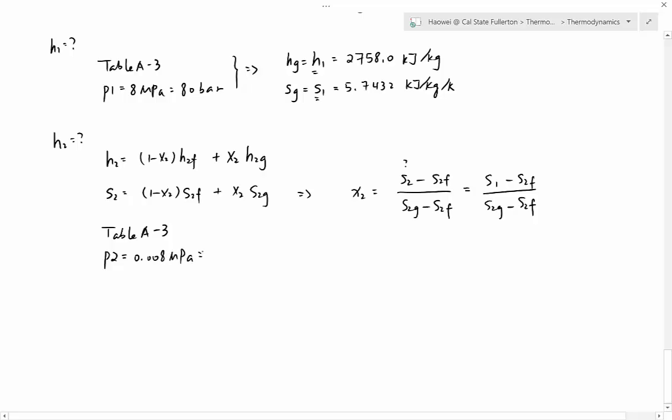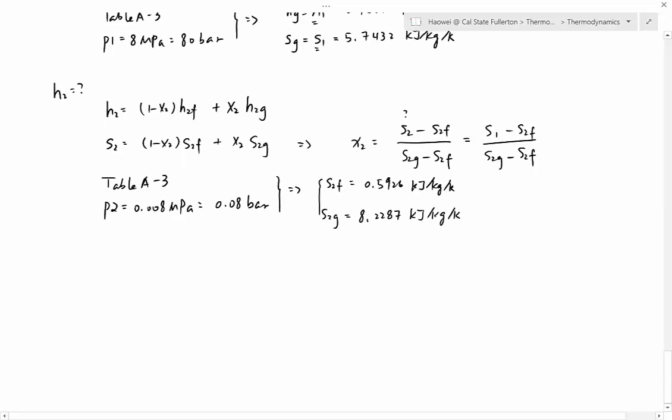We convert pressure to bar. And from the table, we look for SF, SG. We call them S2F, S2G, meaning it's at pressure P2. S2F is equal to 0.5926 kilojoule per kilogram per Kelvin, and S2G is equal to 8.2287 kilojoule per kilogram per Kelvin.